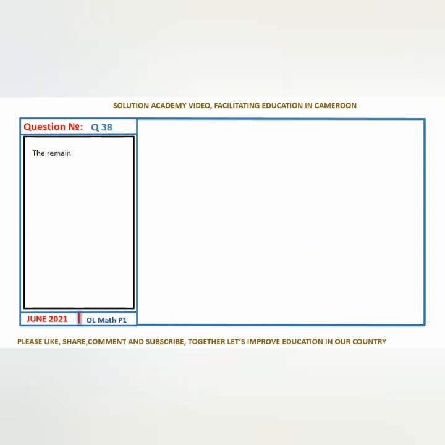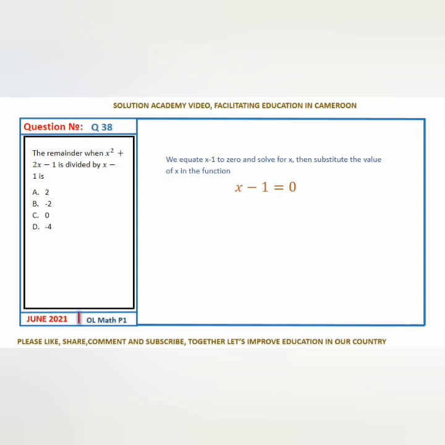Question number 38. The remainder when x squared plus 2x minus 1 is divided by x minus 1 is... Now they have already told you that they have divided the function by x minus 1, and the function is a quadratic. So whenever they divide a function by something, a factor or whatever, you have to start by equating that which it was divided by to 0, solve for the value of x, and then substitute that value of x back into the original function. Okay, so x minus 1 equals 0. Send negative 1 to the other side of the equation. We have x equals 1.